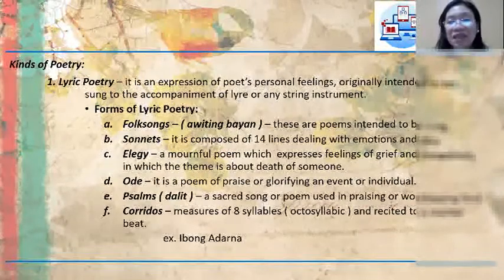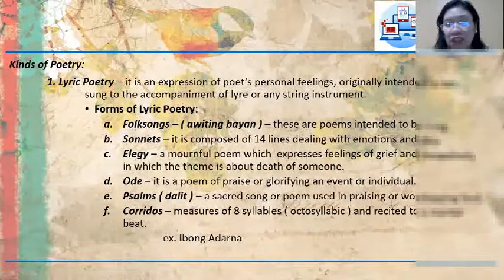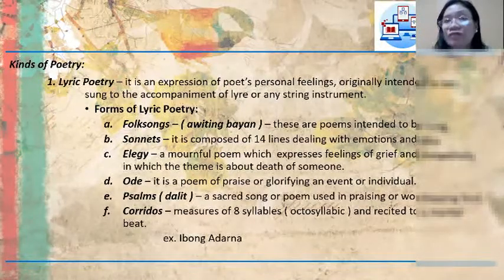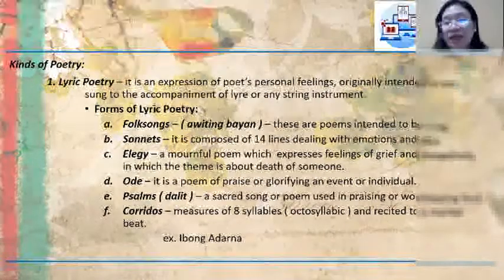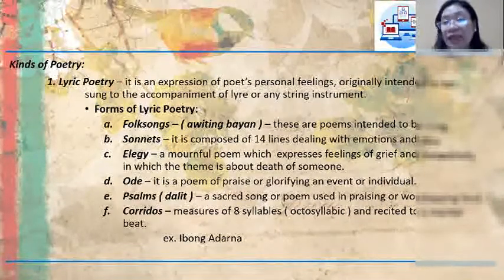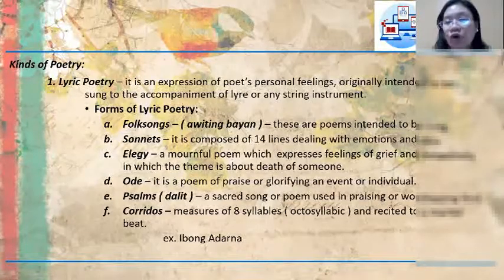And then sonnets. It is composed of 14 lines dealing with emotions and ideas. And then elegy. It is a mournful poem which expresses feelings of grief and melancholy in which the theme is about death of someone. So in other words, elegy is a poem for the dead. And then we have here the ode is a poem of praise or glorifying an event or an individual. And then psalm or psalms or dalit. It is a sacred song or poem used in praising or worshiping God.